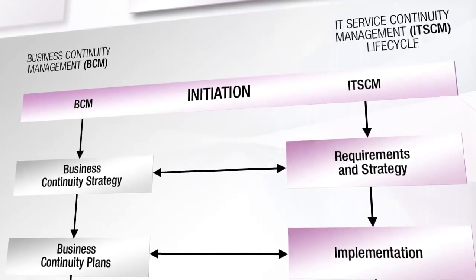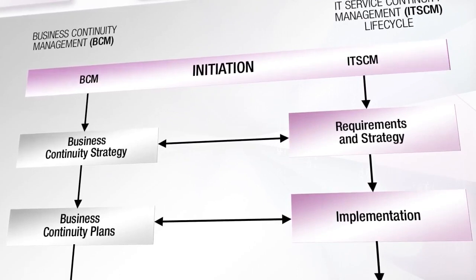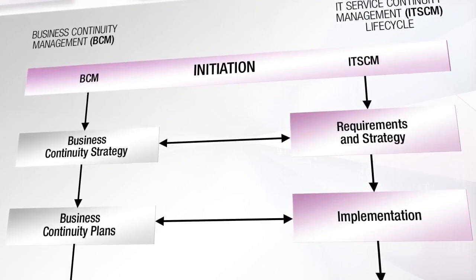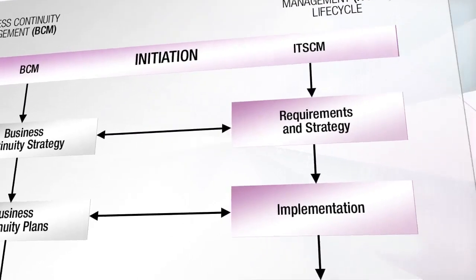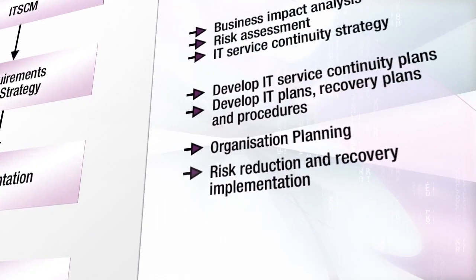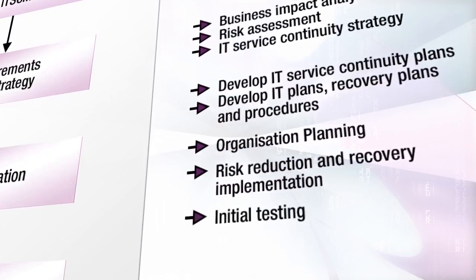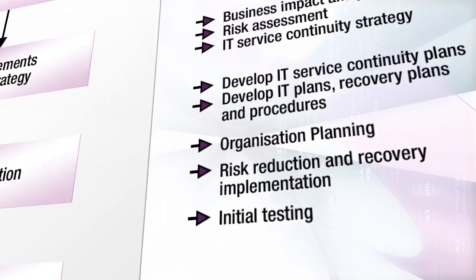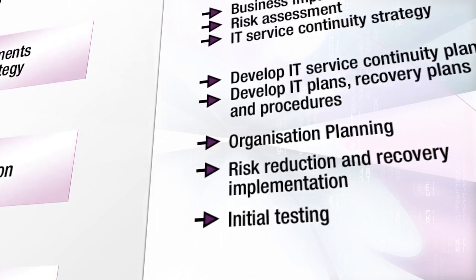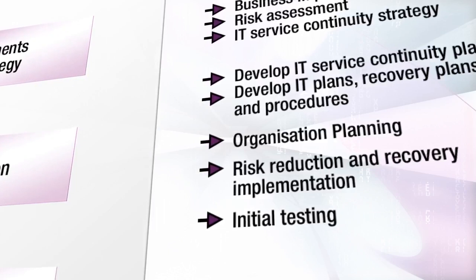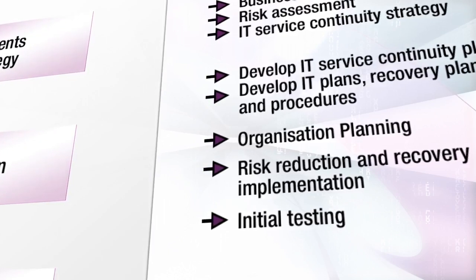Once the strategy has been approved, the detailed IT service continuity plans need to be produced in line with the business continuity plans, and the measures to implement the strategy need to be put in place. Risk reduction arrangements are usually undertaken in conjunction with availability management. Testing is a critical part of the overall IT service continuity management process, and the only way of ensuring that the selected strategy, standby arrangements, logistics, business recovery plans and procedures will actually work in practice.